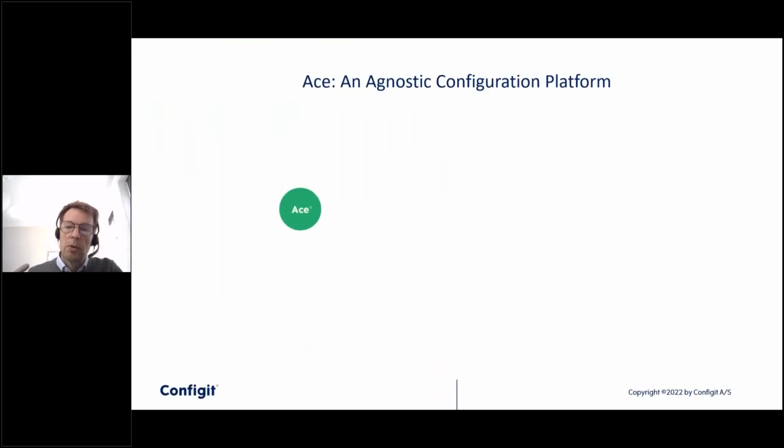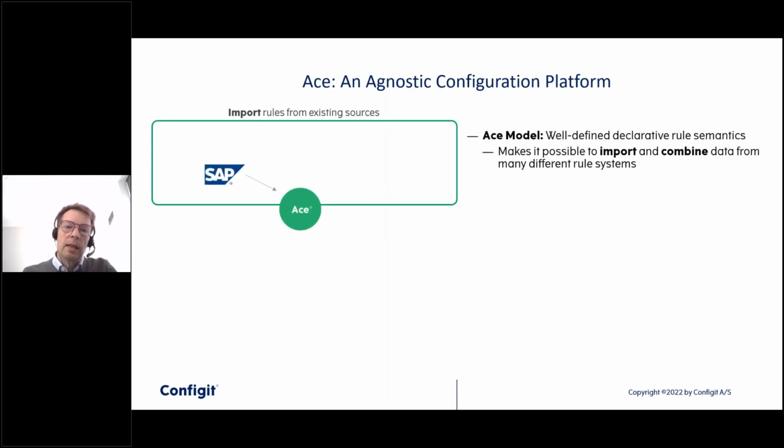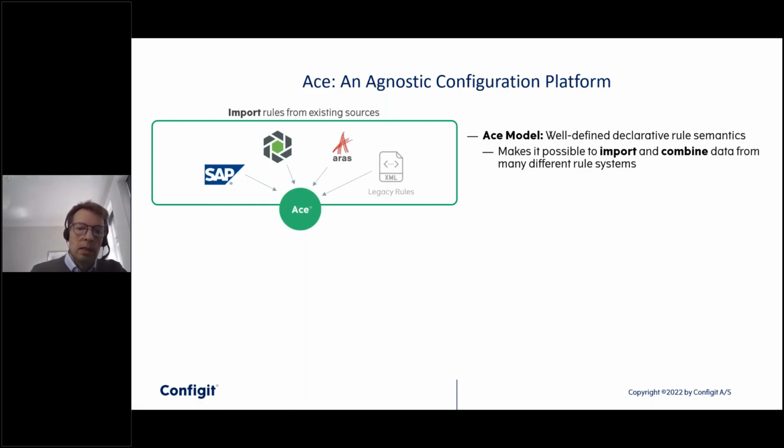So if I had to try to illustrate this a little bit more, we can import data, and the typical scenarios are the ones shown here. We can import data from SAP, the variant configuration rules. We can translate those to our Ace rule set. We can import, for example, rules from PLM systems. It could be PTC Windchill, could be ARAS. That is typically engineering rules that are still being maintained in the PLM.